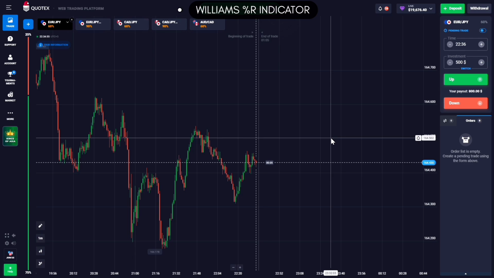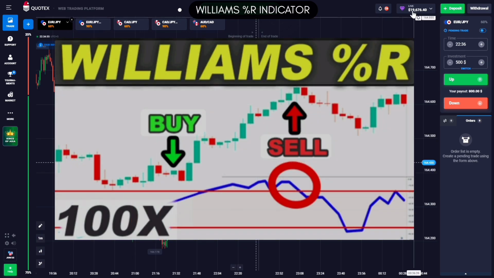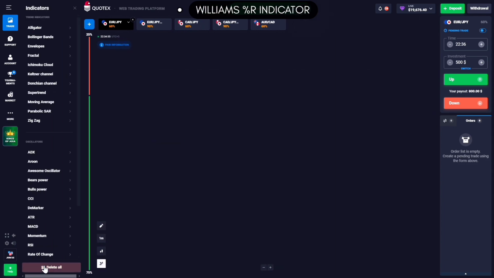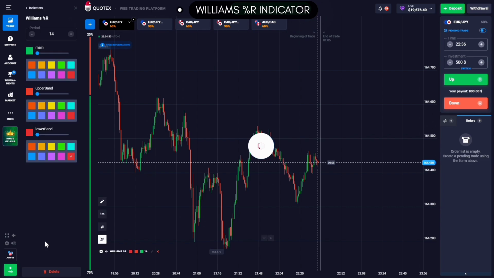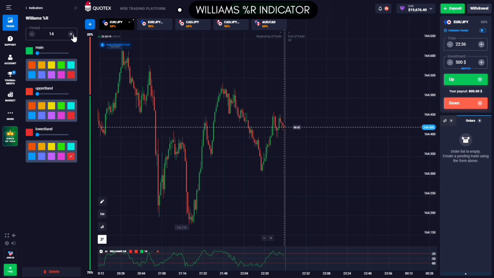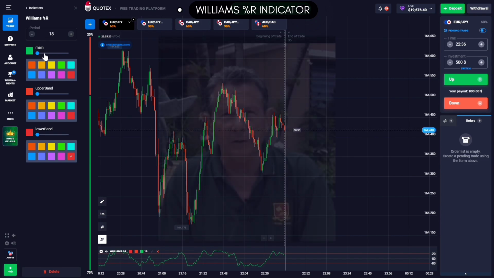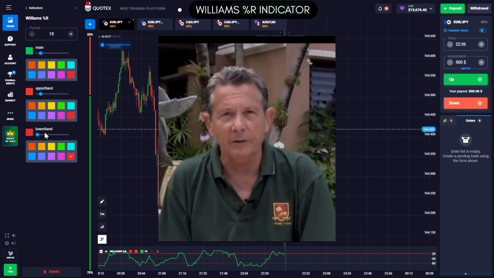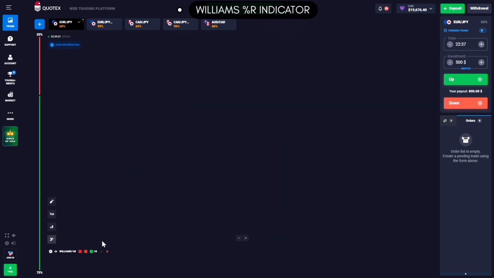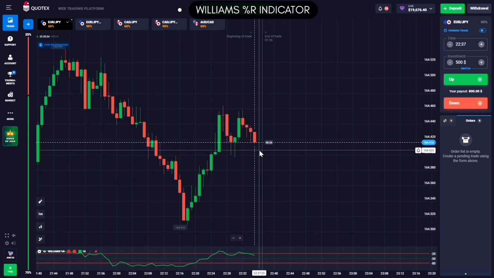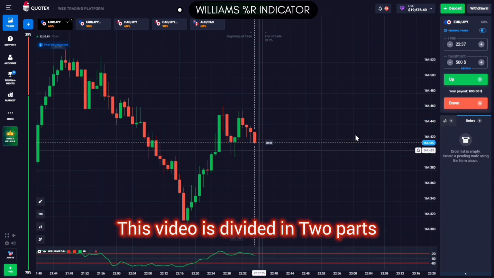Today, we're going to explore one of the most popular momentum indicators in trading, the Williams %R indicator. This indicator is designed to measure the level of the close relative to the high-low range over a given period of time. In this video, using the period 18, the Williams %R indicator is a technical analysis tool developed by Larry Williams. It's a momentum indicator that measures the level of the close relative to the high-low range over a given period of time. This video is divided in two parts.